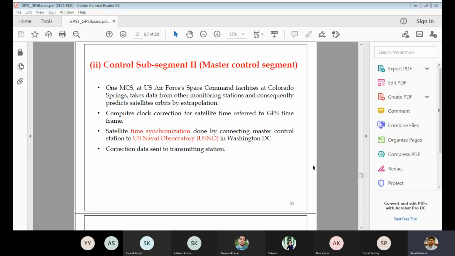The MCS at the US Air Force Space Command facilities at Colorado Springs takes data from other monitoring stations and consequently predicts satellite orbit by extrapolation. It computes clock corrections for satellite time referred to GPS time frame. Satellite time synchronization is done by connecting the master control station to USNO in Washington DC. Correction data is sent to the transmitting station. So these are the responsibilities of the control sub-segment.